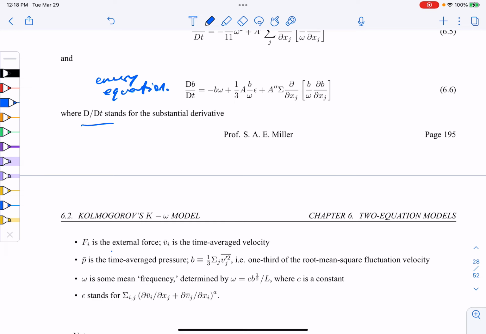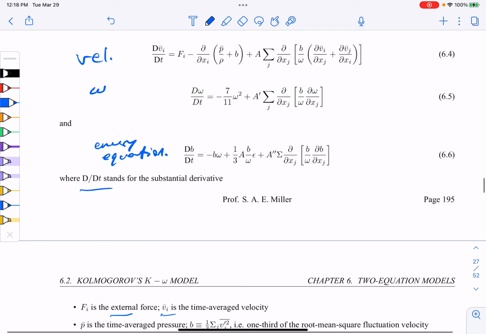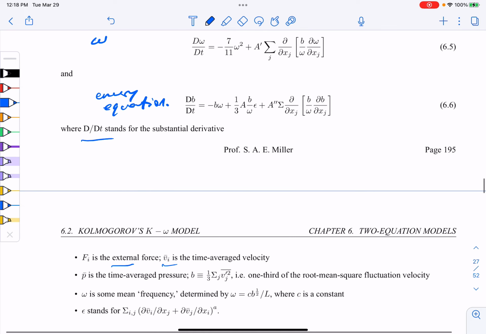In these equations, you have external forces, which we usually discount in high-speed aerospace type flows. You have V bar, that's up here, for your velocity equation. P is pressure. Here's a little difference: B is 1/3 of the sum of Vj prime squared. So that's basically taking your components, summing them, squaring them, taking the average, and dividing by 3. So if you write that out, that's 1/3 of the root mean square fluctuation velocity.